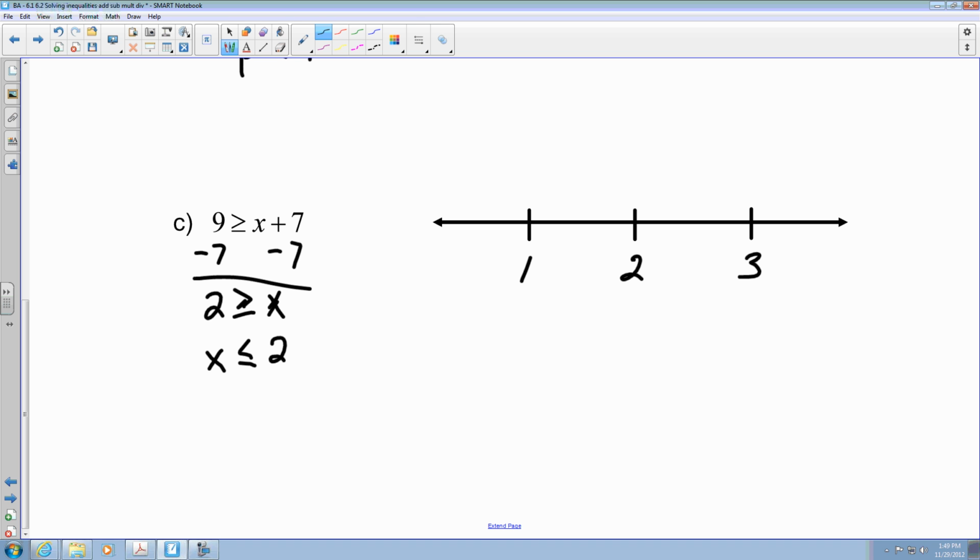I notice that it's a less than or equal to, so it is a closed circle, not an open one. And my arrow is pointing to my left, so I'm going to be shading it to my left. And that is how we solve inequalities using addition and subtraction.